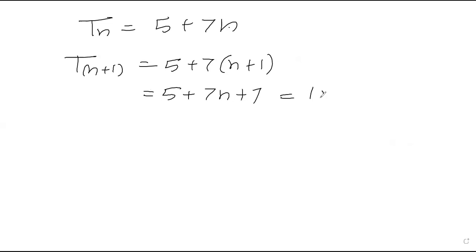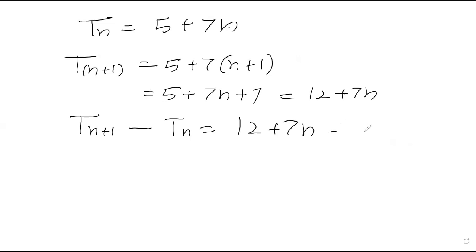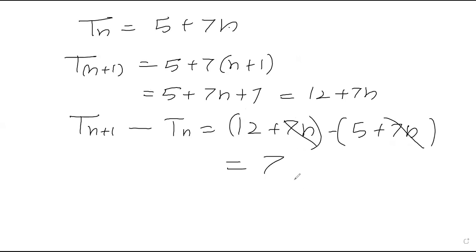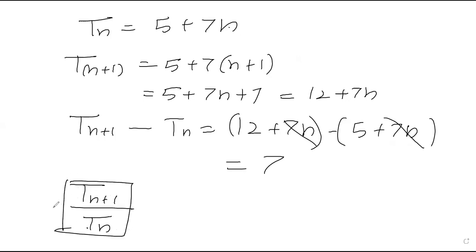It's nothing, 12 plus 7n. So all I have to show is that Tn plus 1 minus Tn is constant, which is 12 plus 7n minus 5 plus 7n. 7n cancels out. 12 minus 5 comes to be 7, which is a constant. So term minus previous term is constant; the sequence is in arithmetic progression. In case of GP, you have to prove that Tn plus 1 upon Tn is constant, meaning the ratio of the term to the previous term is constant. Then we'll say it's a geometric progression.